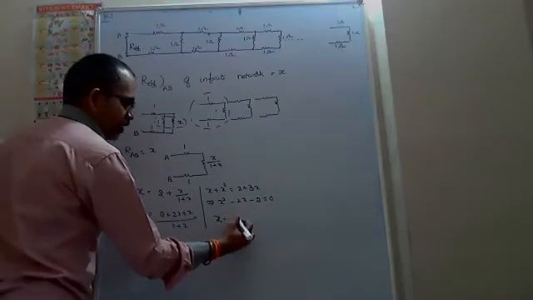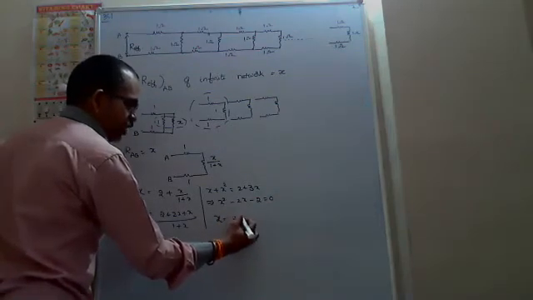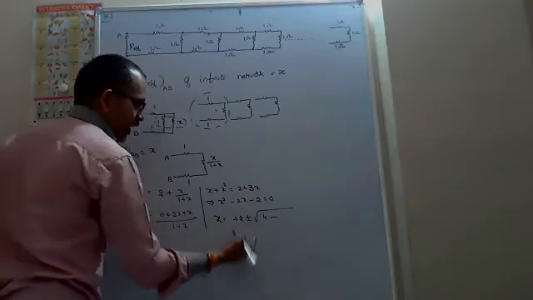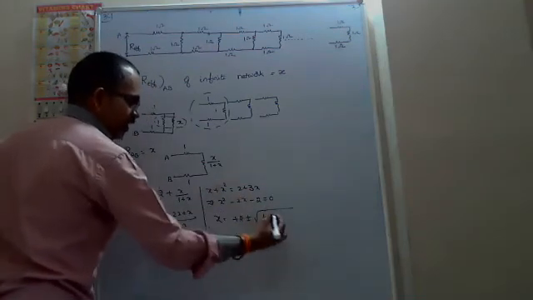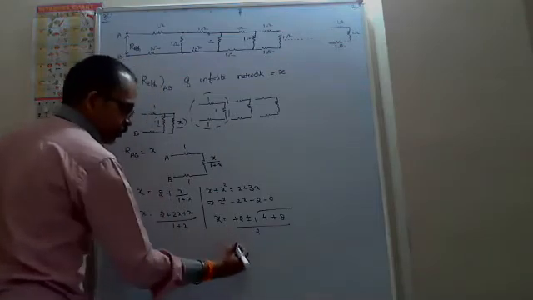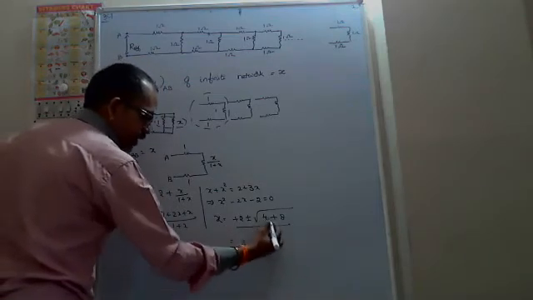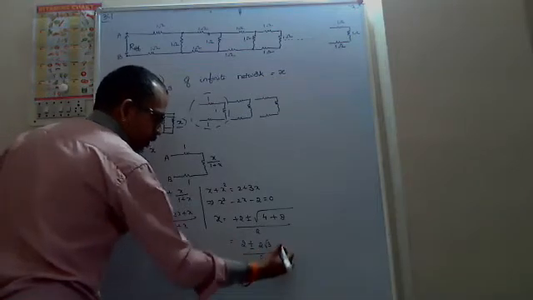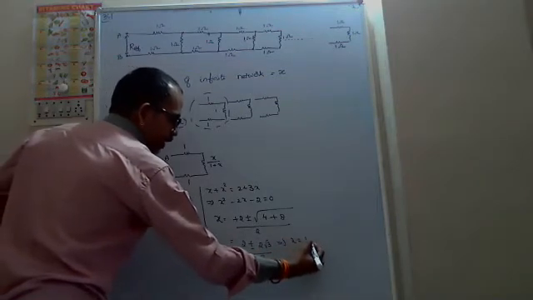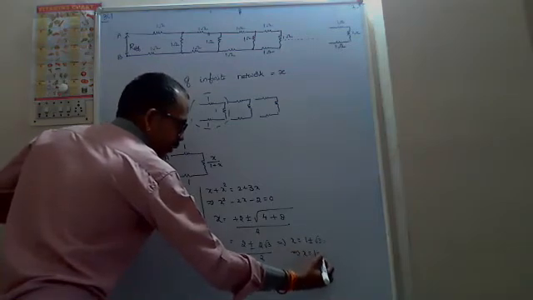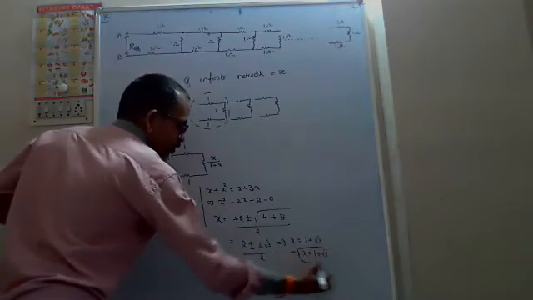Minus b plus or minus. Minus b is minus 2. Minus b plus or minus root of b square minus 4ac, that is plus 8, by 2a. So you are getting 2 plus or minus root 12. Root 12 means 2 root 3, by 2. So x is equal to 1 plus or minus root 3. Therefore, x is equal to 1 plus root 3, not 1 minus root 3.